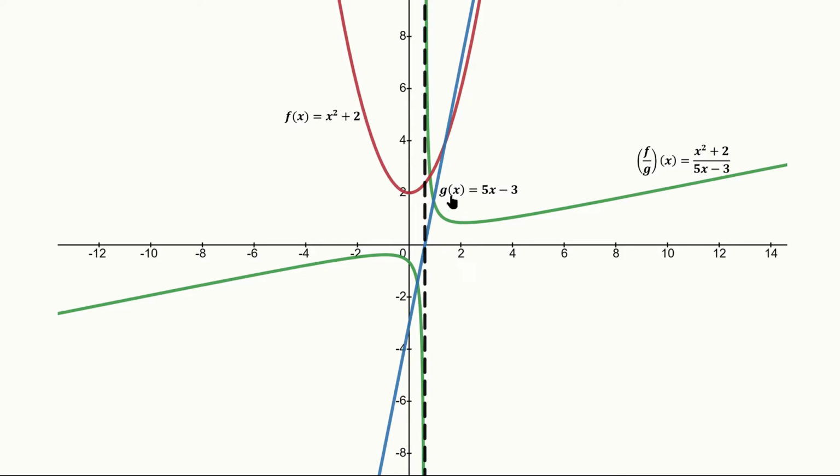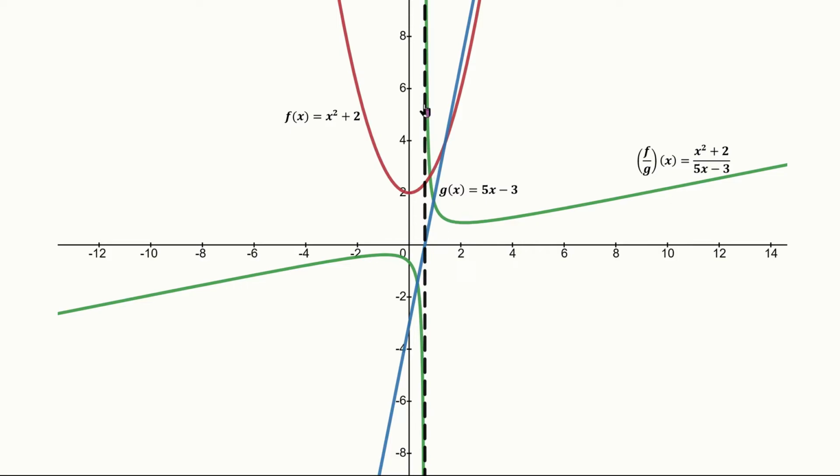Notice that we're dividing the red function by the blue function. Of course, we're referring to the graphs, to obtain the green function, which is this one. Now, as you know, this function is undefined when x equals 3/5, and that exactly is what happens visually as you look at it. We have a vertical asymptote here.